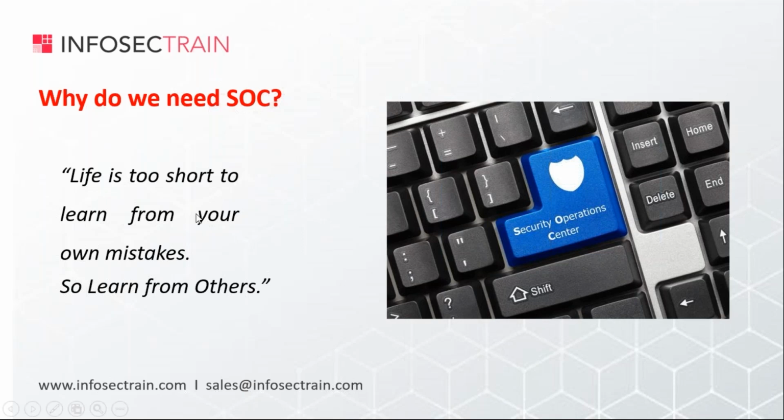Now, as I said, life is too short to learn from your own mistakes, so we learn from others. I would like to take up a case study, and it belongs to a very well-known IT security firm which provides access management services, that is Okta. In January 2022, Okta, the identity management company, was the victim of a cyber attack that affected over 300 of their customers. I'm not talking about only one company, but 300 of their customers.